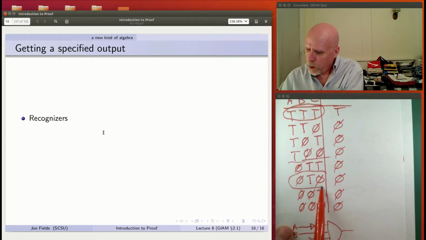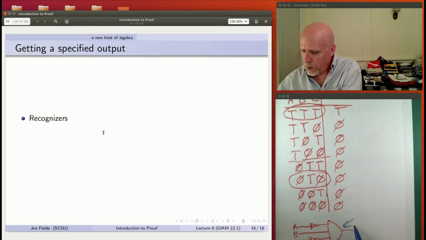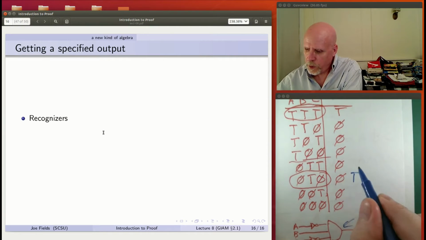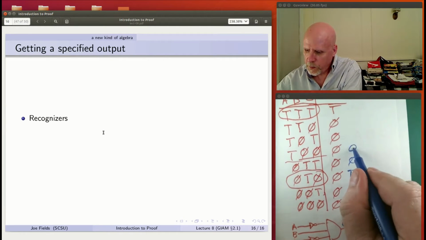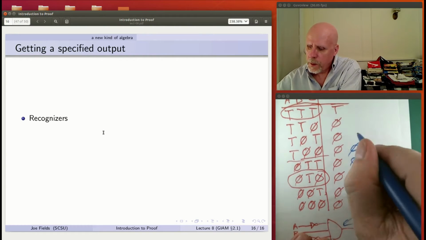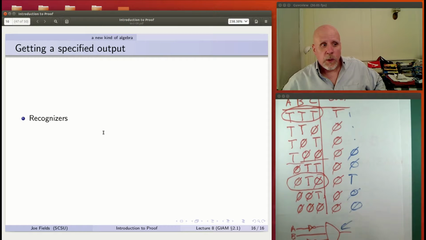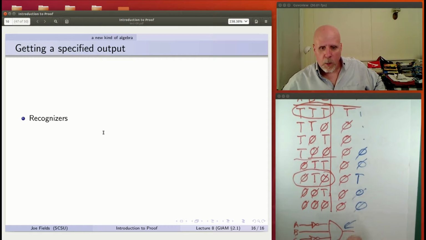That's right here. So the circuit I just created would have a true in that position and falses everywhere else. Maybe I don't need to draw them all. You get the idea, right? Dot, dot, dot, dot. It recognizes exactly one row of the truth table. Now, why am I showing you this?